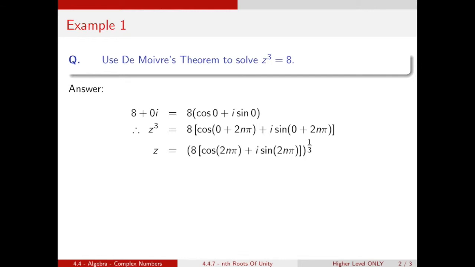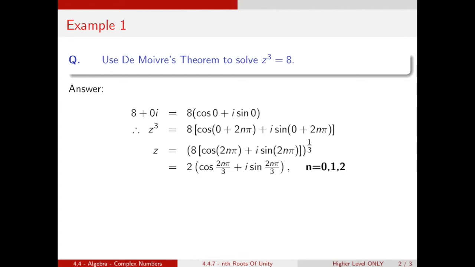We want to find what z is, not what z to the power of 3 is. So let's take both sides to the power of a third, and then the right-hand side becomes 2 cos(2n pi over 3) plus i sine(2n pi over 3) by de Moivre's theorem.